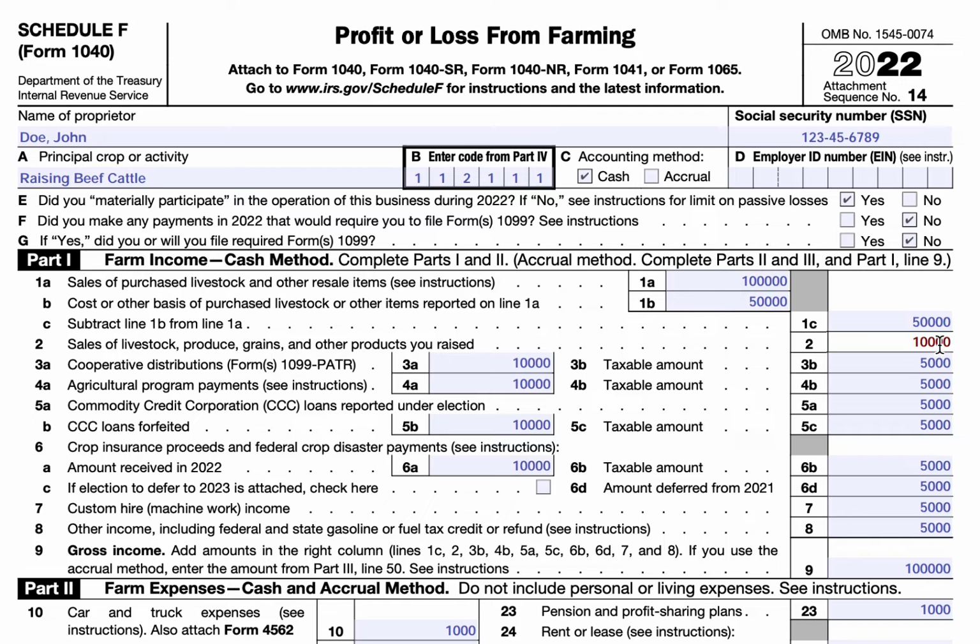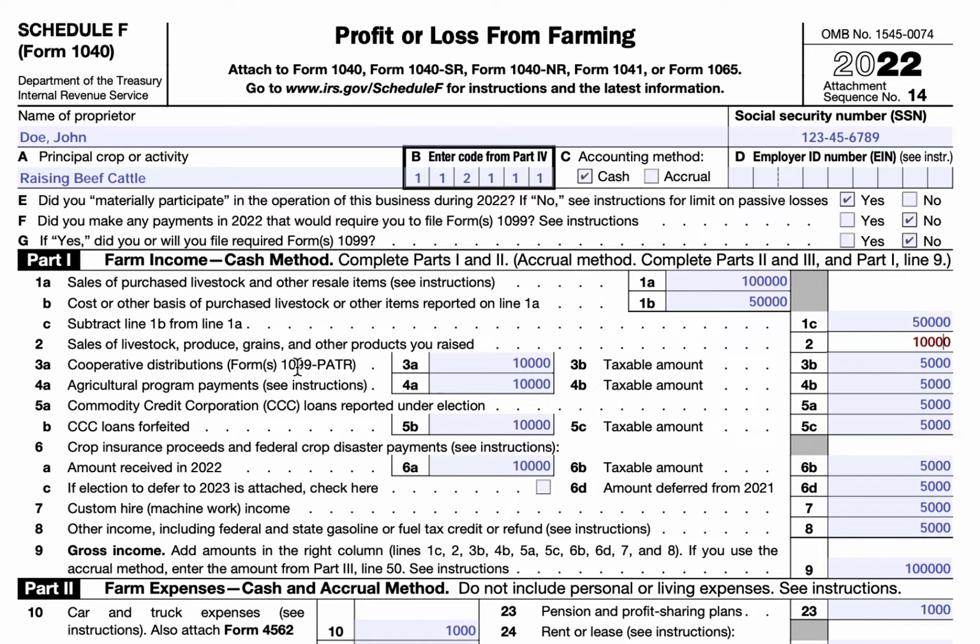So in line 2, instead of reporting the sales of purchased livestock, you're reporting the sales of livestock, produce, grains, and other products that you actually raised. You planted it from seeds. You raised this on your own. You didn't buy a cow, fatten it up, and then turn around and sell it on the market.